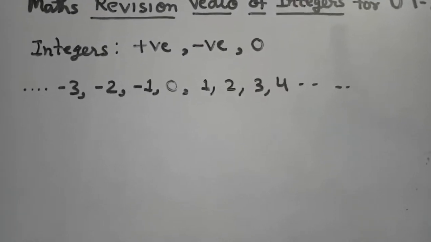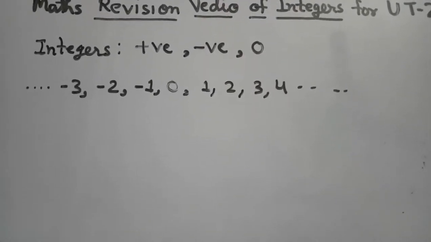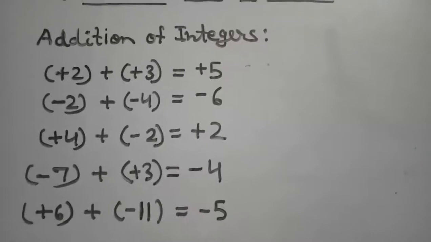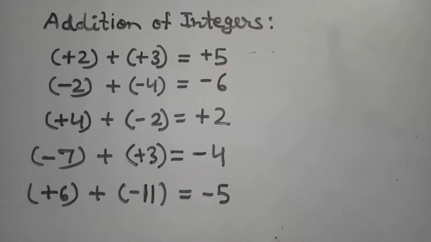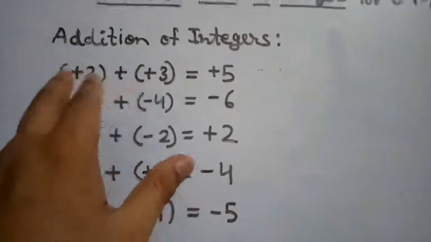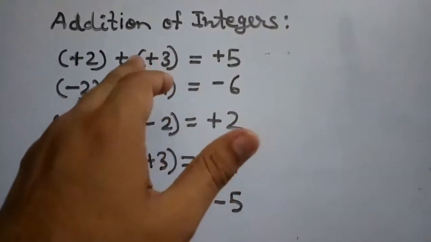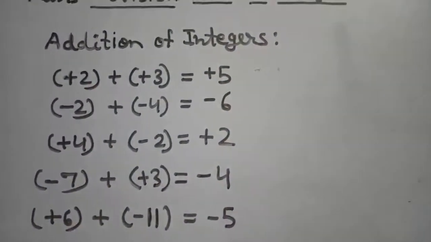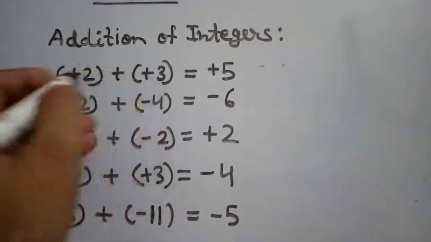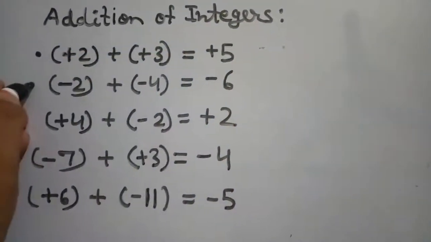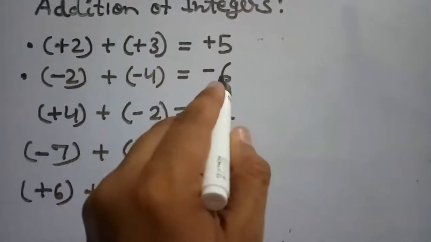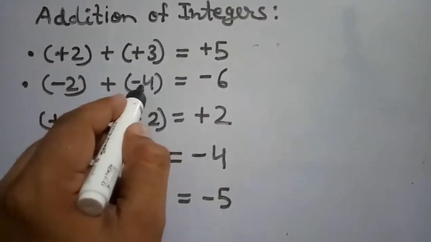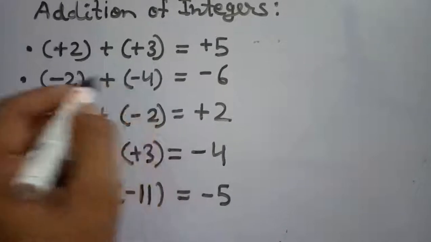After this, the next part, the addition of integers. So students, the rules of addition of integers: when we add two or more integers and the integers are positive, the sum of two positive integers is always positive. This is rule number 1. The sum of two negative integers is always negative, but they will be added. If two integers have the same sign, they will add with their sign.